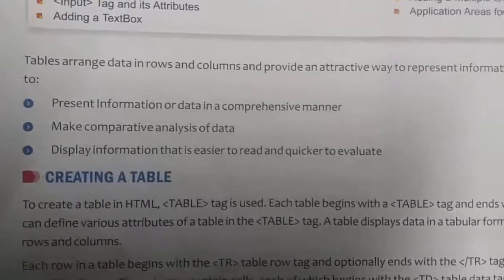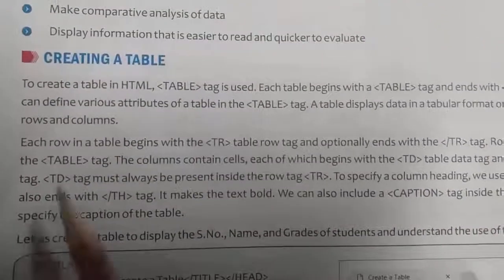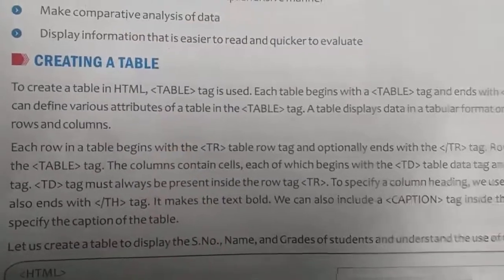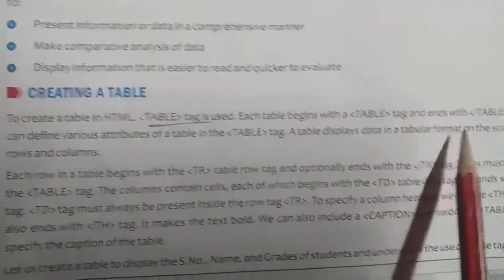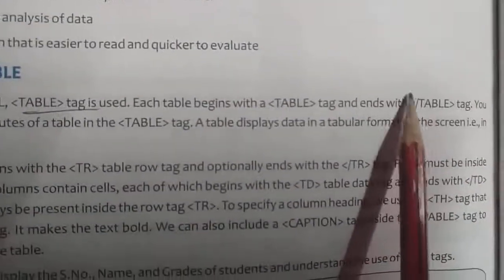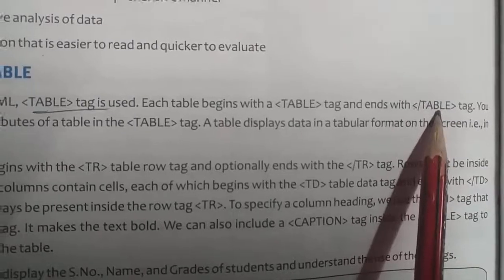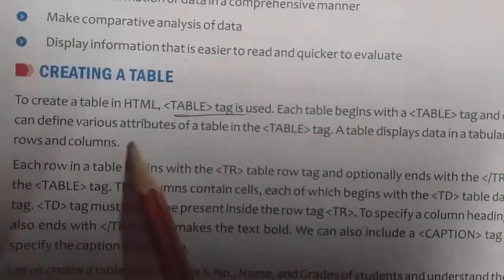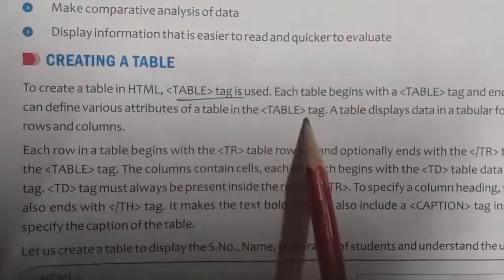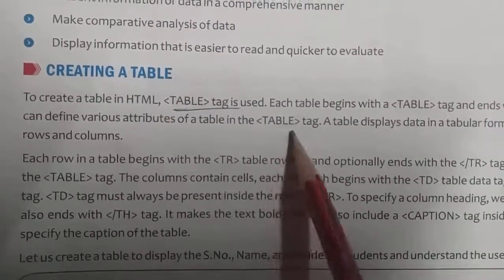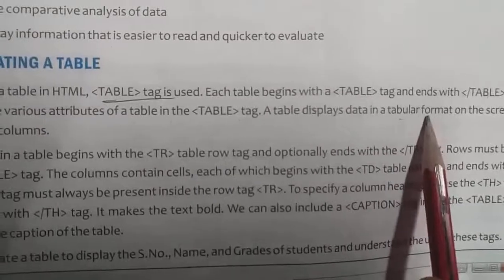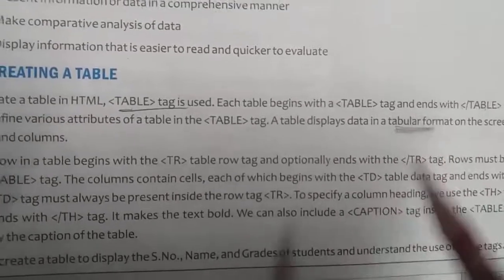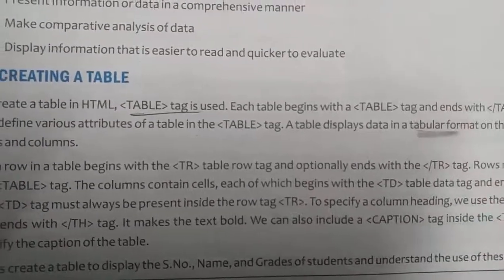So how do we create a table using HTML? To create a table in HTML, the table tag is used. Each table begins with a table tag and ends with a forward slash, which is the closing end tag. You can define various attributes of a table inside the table tag. A table displays data in tabular form. Tabular means in the form of rows and columns, in the form of a table.